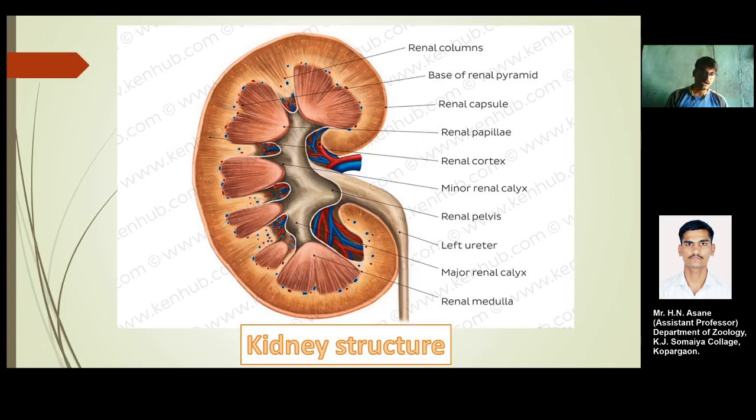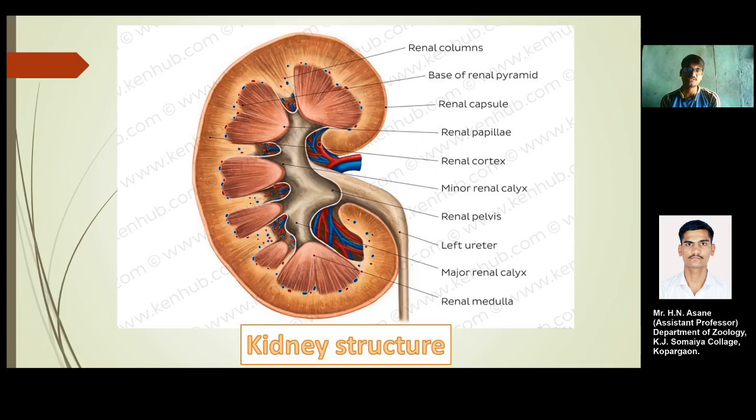Now, other structures in the kidney. This is the gross structure: if a bean-shaped kidney is cut from the center, a ventral cut is taken, and from inside this is what the structure will look like. This is the proper structure from inside of a kidney.